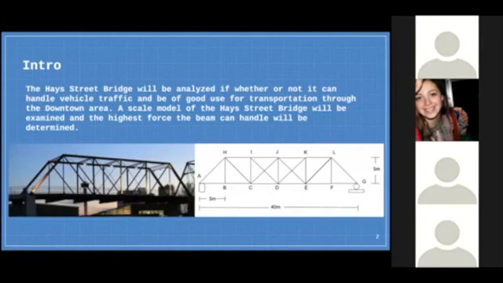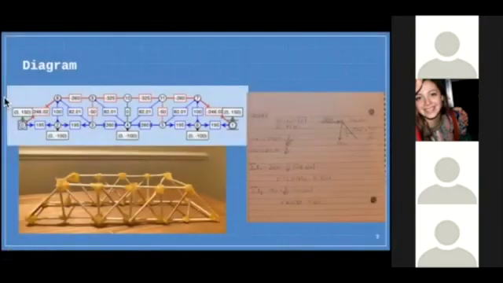So here we have an actual image of the bridge, and next to it is its Pratt truss free body diagram with the pin and roller and over a span of 40 meters. In this, we have the truss in which we put in the software, and next we solved for one of the joints.